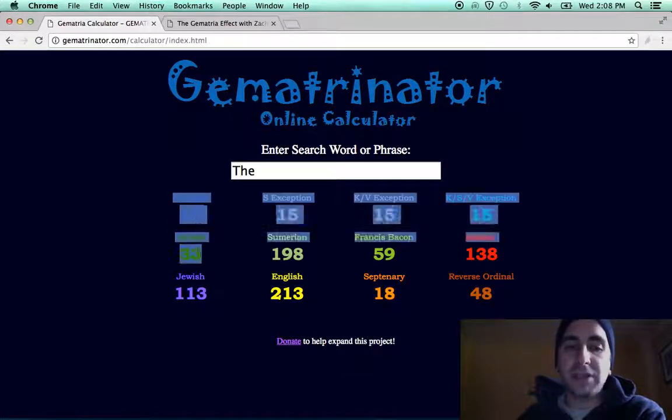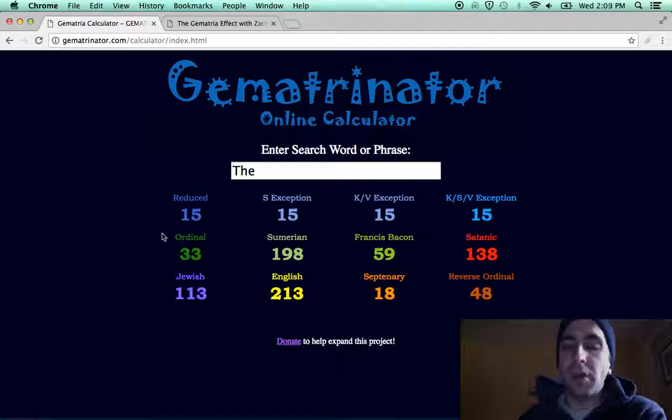And these two methods right here, reduced and ordinal, they're the methods that I began this study with. They were the only two forms of gematria I was aware of. Just from knowing those two forms, I learned a lot. And realize those two methods, they'll always break down to the same number in numerology. 15 equals 1 plus 5 is 6. 33 is 3 plus 3 equals 6. All words will have a gematria that will break down to the same single digit, reduced and ordinal.